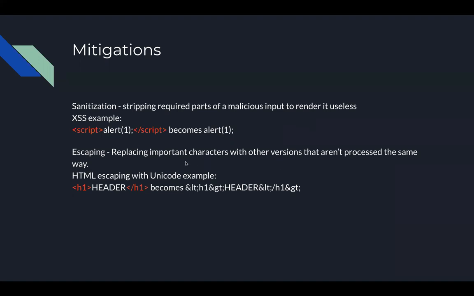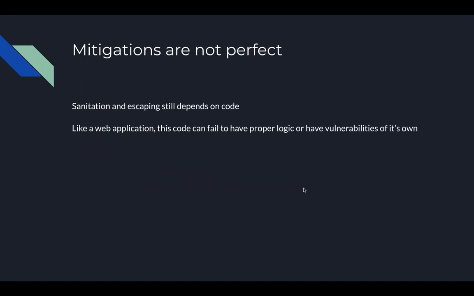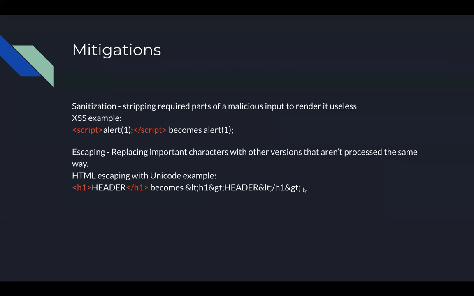The second thing is escaping. This is similar to URL encoding, where it's replacing any kind of malicious characters. In our case, it'll be the angle brackets and the slash. Those characters will be replaced with the Unicode example, which is the ampersand LT semicolon for less than, which is the first angle bracket. The browser will still display that correctly. It will not execute it in the browser.